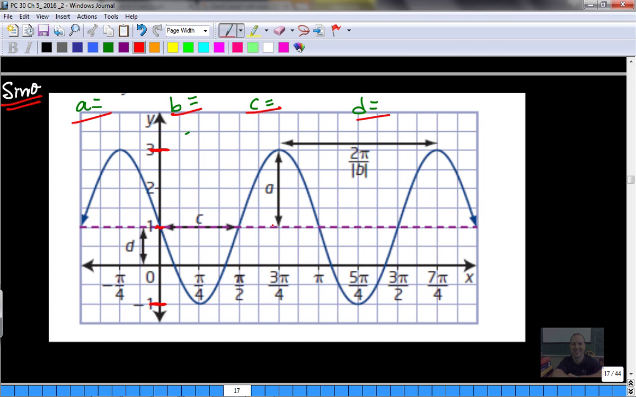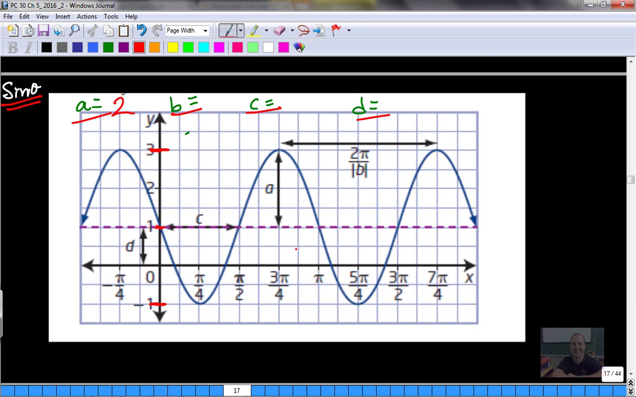So what's the A value here? Now remember, 2 squares is 1 unit. So this is 1, 2. So A is 2. Okay, A is 2 units. Okay, so A is 2.